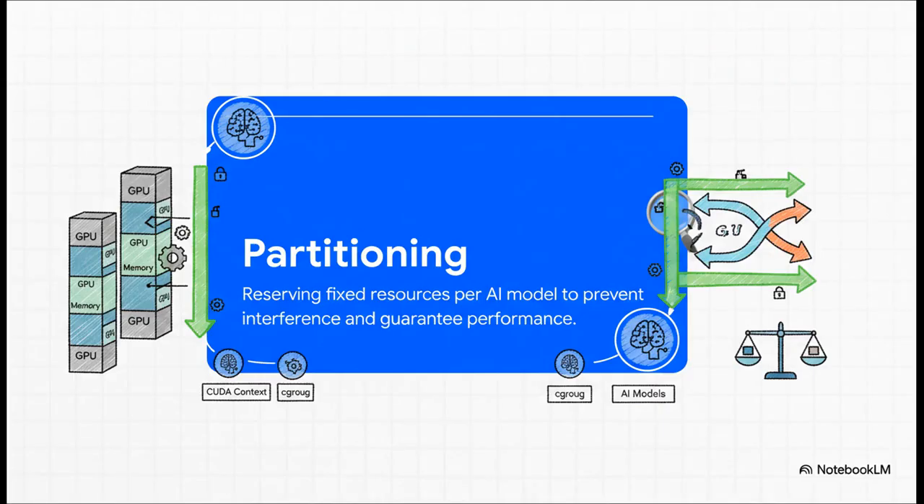Okay, let's dig into partitioning first. The whole idea here is to build walls. You use tools like CUDA green contexts or Linux cgroups, which are basically just ways of telling the operating system, hey, fence off this specific chunk of resources.